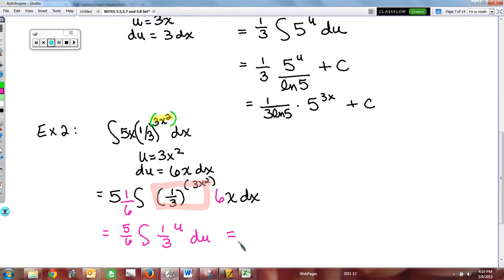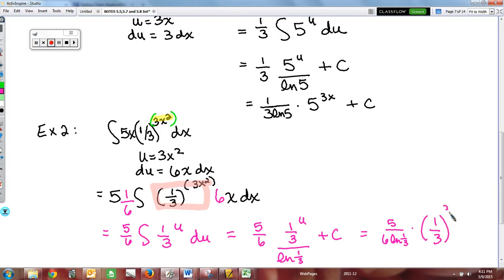Now I apply my exponential integration rule. So I have my 5/6 constant, bring it along. The antiderivative of an exponential is itself, 1/3 to the u, divided by the natural log of the base, 1/3, plus c, and then just putting all your constants together, 5/6 natural log of 1/3 times my 1/3 to the u, which was 3x squared, plus c.